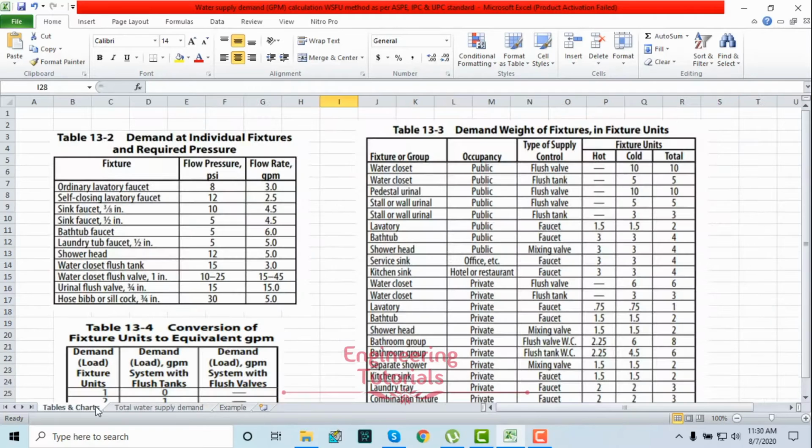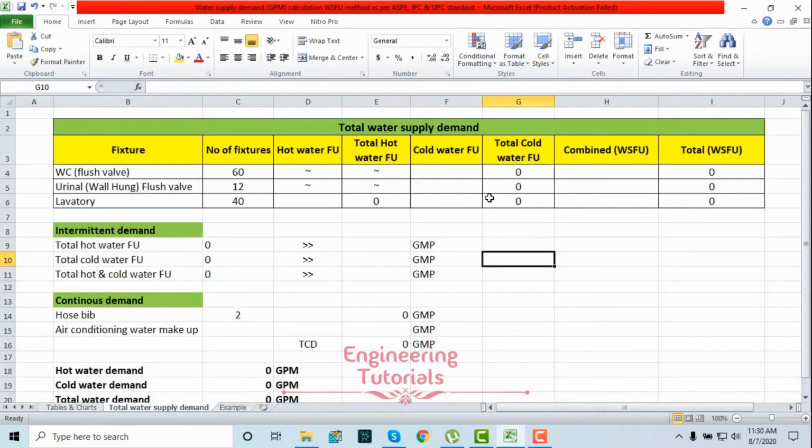So if you see over here, occupancy also matters. Since this is an office building, we're gonna select this public space instead of this private space. And for type of supply, we know that this is a flush valve instead of flush tank. So water closet, public type, flush valve. You see the cold water fixture units required are 10 and total water supply fixture units are also 10. So move back here to our Excel sheet and write cold water fixture units are 10 and combined water supply fixture units are also 10.